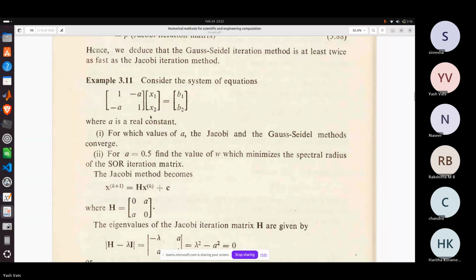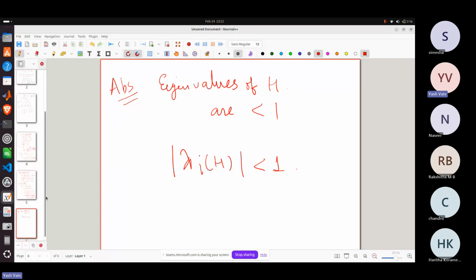Okay, so you can write such a system into this. I just write this one over here. So what is the system? 1, minus a, 1. Problem is with my touch screen every time.